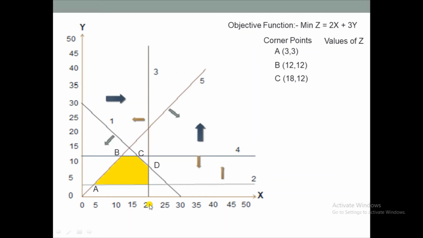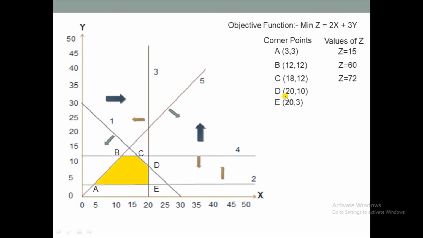Another is D. Here is a straight line having the value of x as 20. Put the same value 20 in the first equation, you will get the value of y. It is 10. So it is 20, 10. And the last point is E. Here also one is a horizontal line having the value of y as 3, one is a vertical line having the value of x as 20. So 20 comma 3 is clear. So mostly the points we get easily. Now the next step, we just put these coordinates into this objective function. So x 3, y 3, when you put them, you will get the value of z as 15. x 12, y 12, the value of z will be 60.